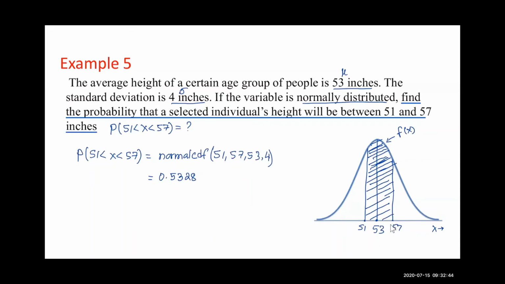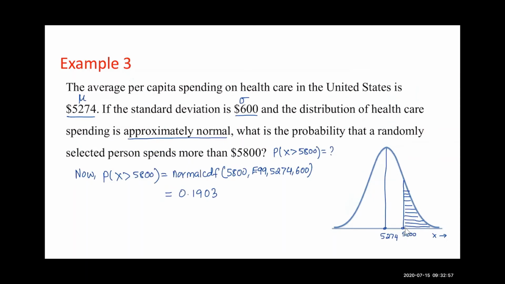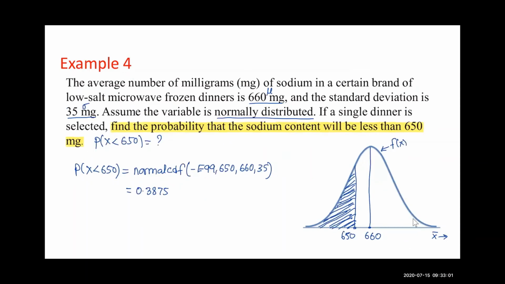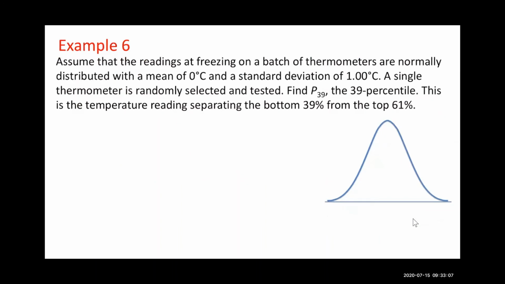Now in the upcoming examples, we are going to calculate values like 650 or 5800, when the area is given. When the area or probability is given, how can we find the random variable? There we'll be using something called the inverse normal distribution. So here is that example. Let's begin with this.